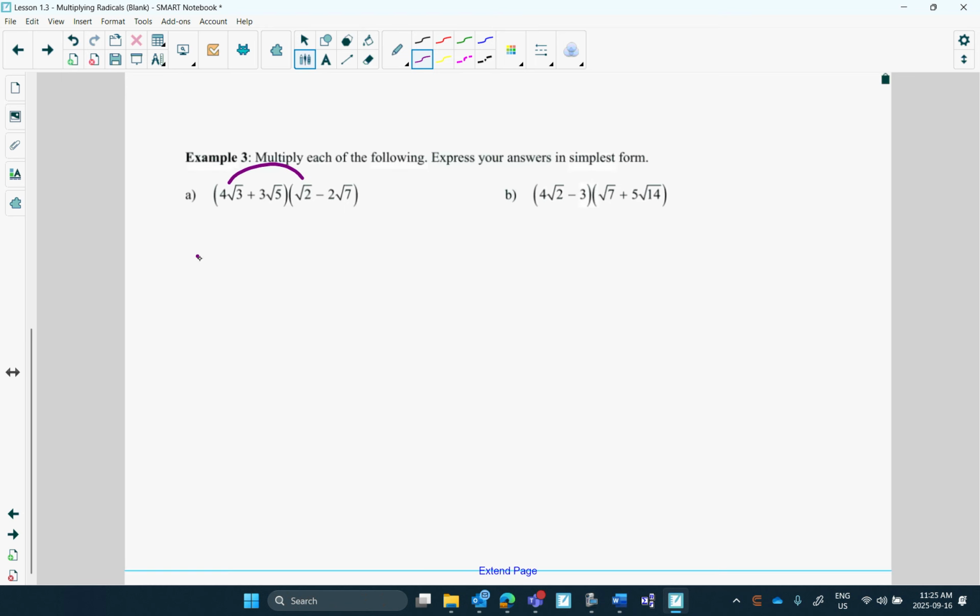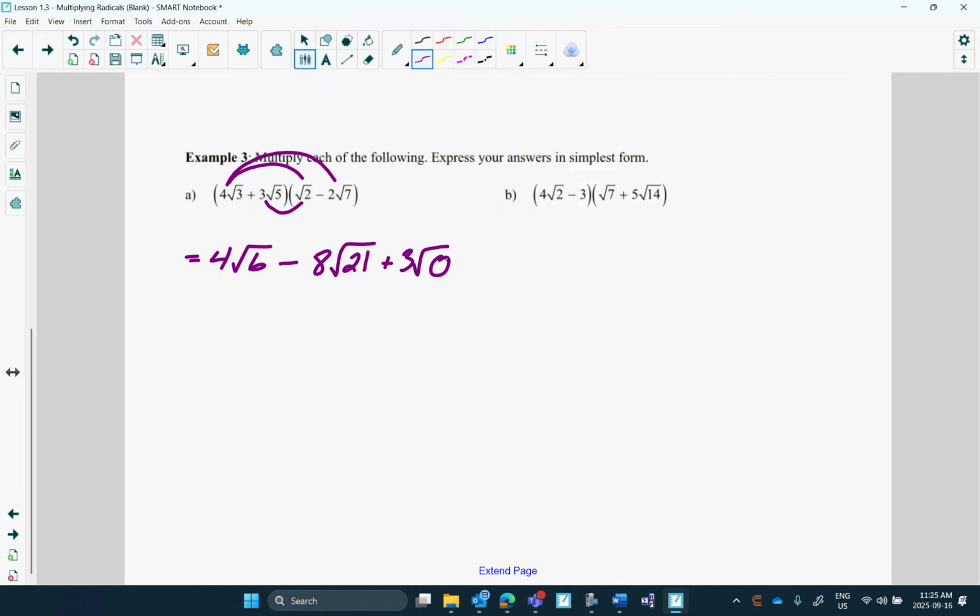So 4 root 3 times root 2 is 4 root 6. 4 root 3 times minus 2 root 7 is going to be negative 8 root 21. And now go to the second term in the first set, multiplied by every term in the second set. So 3 root 5 times root 2 is 3 root 10. And finally, 3 root 5 times minus 2 root 7 is going to be minus 6 root 35.